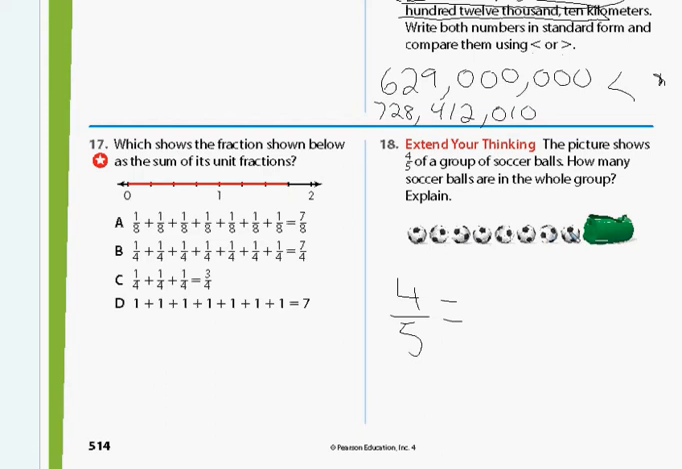So that's going to be my other numerator. I do not know what the denominator is going to tell me. This part right here is going to tell me how many soccer balls are in the whole group there. I can kind of look in the bag there, and it looks like there's some more soccer balls in that bag. So what I want to figure out is what the denominator is right here.